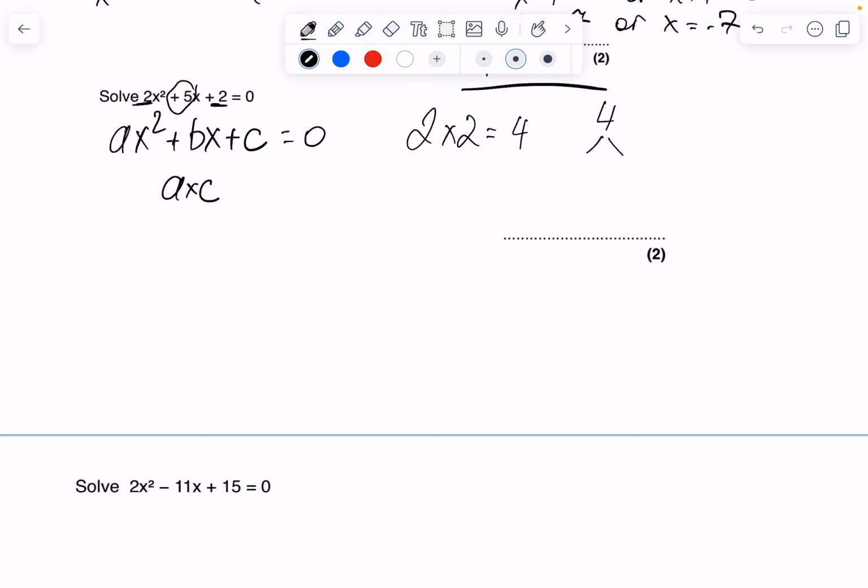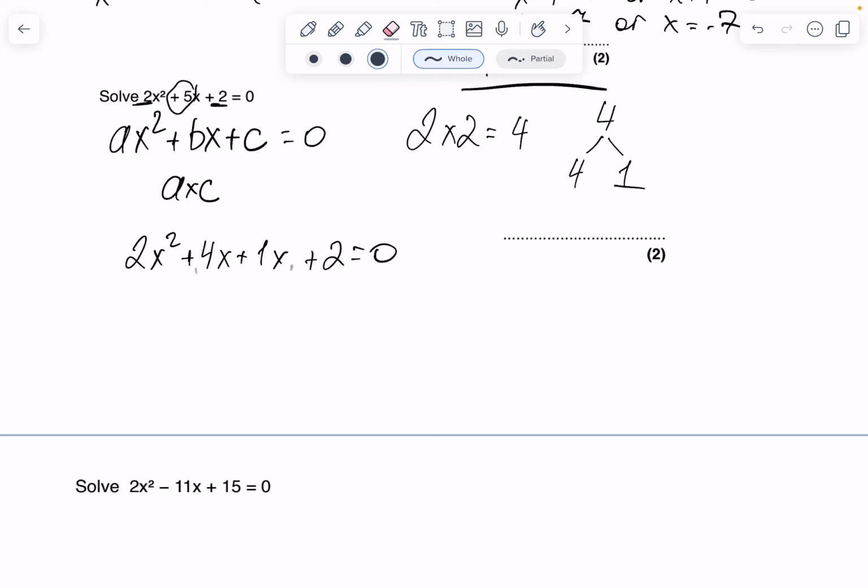And it seems simple. 4 times 1 is 4, 4 plus 1 is 5. I found them. Now, we are going to write 5x as 4x plus 1x, because 4x plus 1x gives us 5x. Okay?